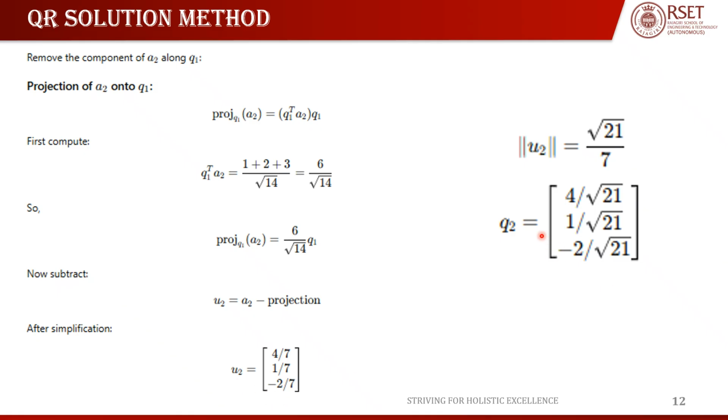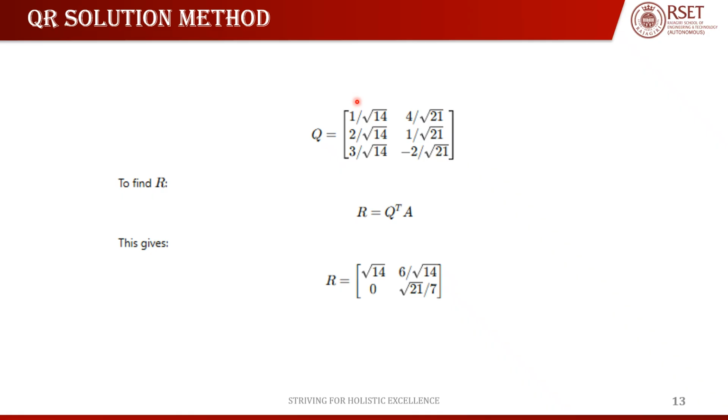And now to get q2 you will have to divide it by the norm of this one. What will be the norm? The norm will be the root of 4 square, which is 16, 16 plus 1 plus 4, which is 16 plus 5, that is 21, and you take the root, so you have root 21 by root 49, which is 7. So the norm of u2 is equal to this, and then divide each and every term by this, so that will be 4 by root 21, 1 by root 21, and minus 2 by root 21. This is your q2. And after having your q2 you can form the Q by this: this will be your q1, this is your q2, and you have Q.